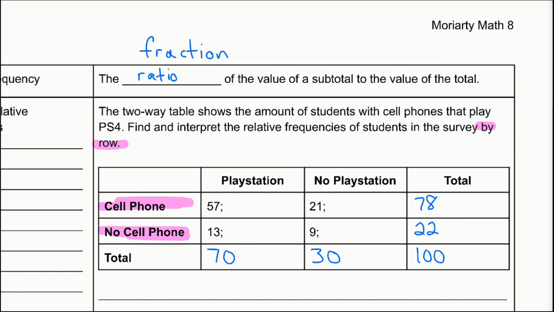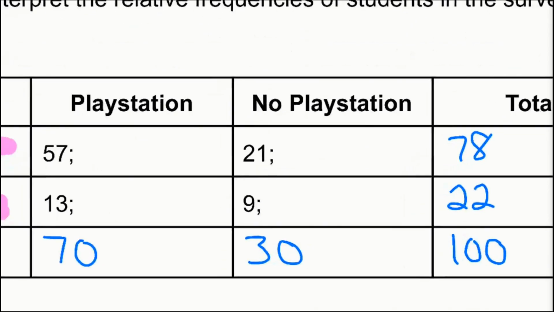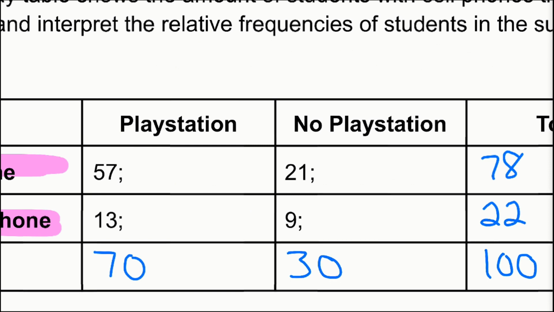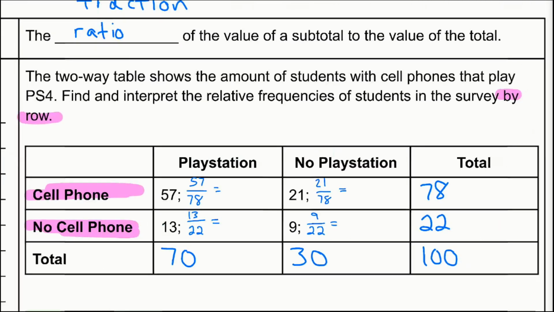So what we're going to do is we're going to take our subtotals, which would be 57, right small, sorry, I didn't give you a ton of room, I apologize, over our actual total, 21 over our actual total, 13 over our actual total, which in this case would be 22, because again, we're going by rows. Okay, so all of these guys right here, that would be that relative frequency.